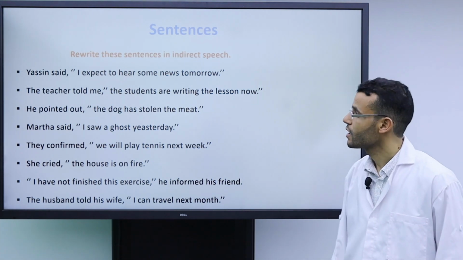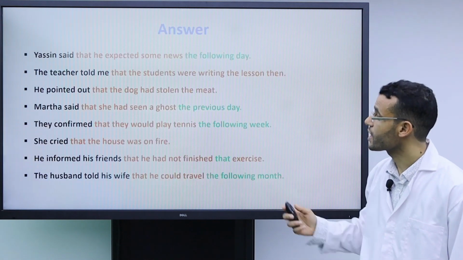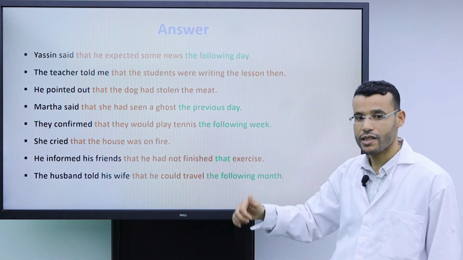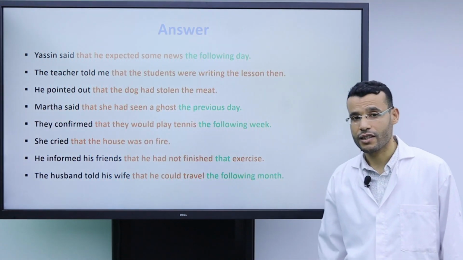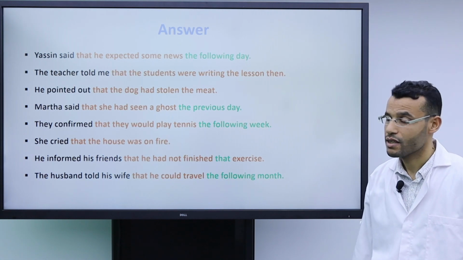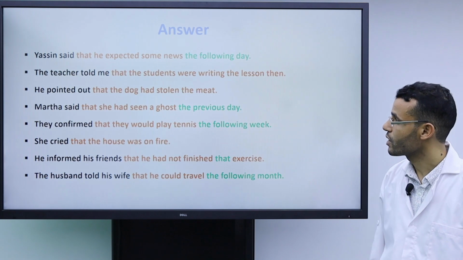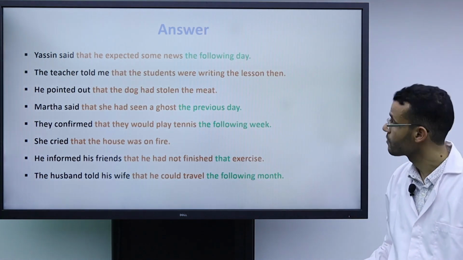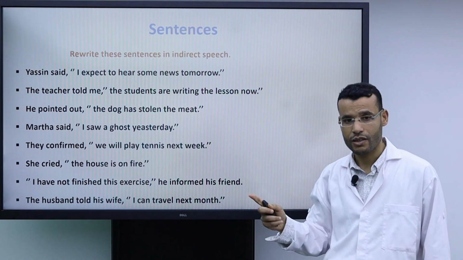We say, Yassine said that he expected some news. Okay, so expect becomes expected. Why? Because the verb is in the past, said, not say. If we have Yassine says, then there is no change. But here we transform it. And the following day. So we have tomorrow becomes the following day.